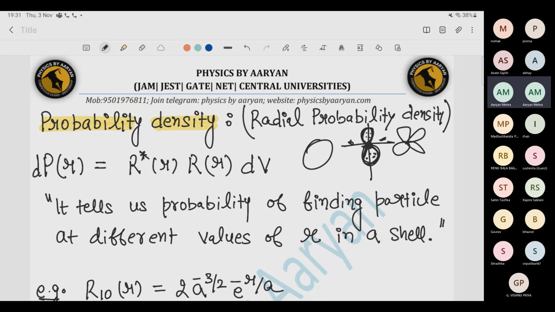Okay, so if you see in the d orbital, there are 4 lobes. In the center there is no probability. The electron can be in any of these 4 lobes, and within the lobe it can be at any of the points. Every point has different probabilities which are being plotted, and we are getting these kinds of shapes.